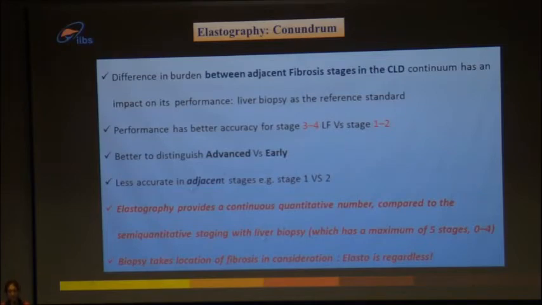They're less accurate in adjacent stages, which means I'm not able to tell you whether the patient has a stage 1 or a stage 2 fibrosis. I cannot tell you whether this is 2 or 3. So if the patient is somewhere between 2 and 3 or is mildly ahead of stage 2, it's very difficult for any imaging modality to tell you where at this point of time this patient is.